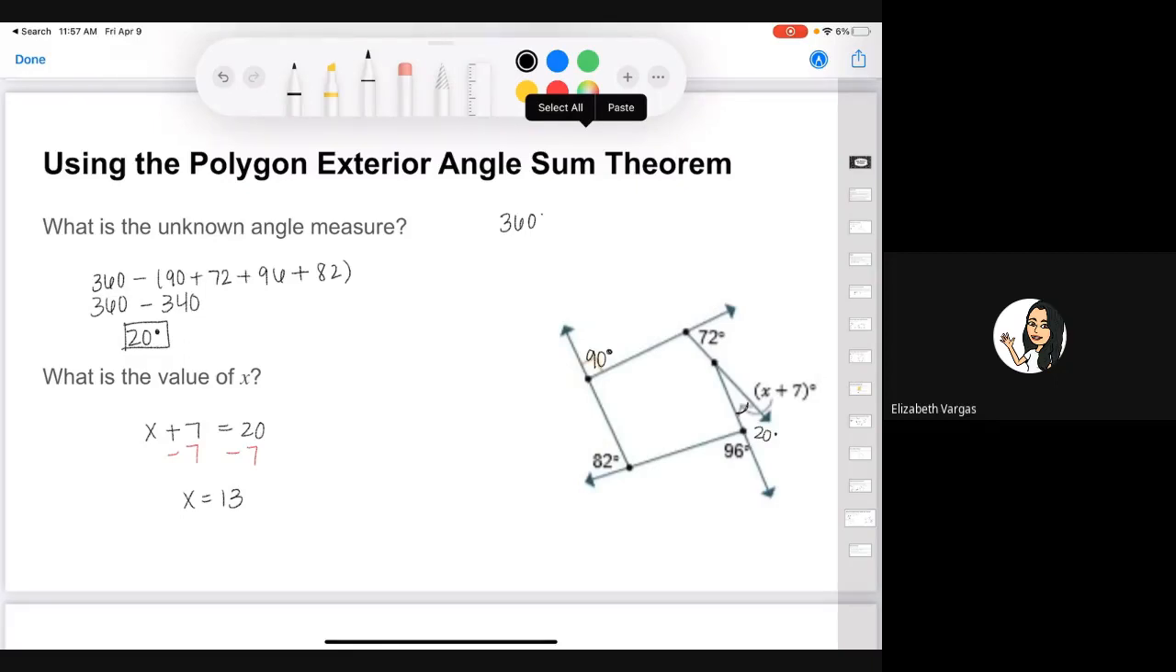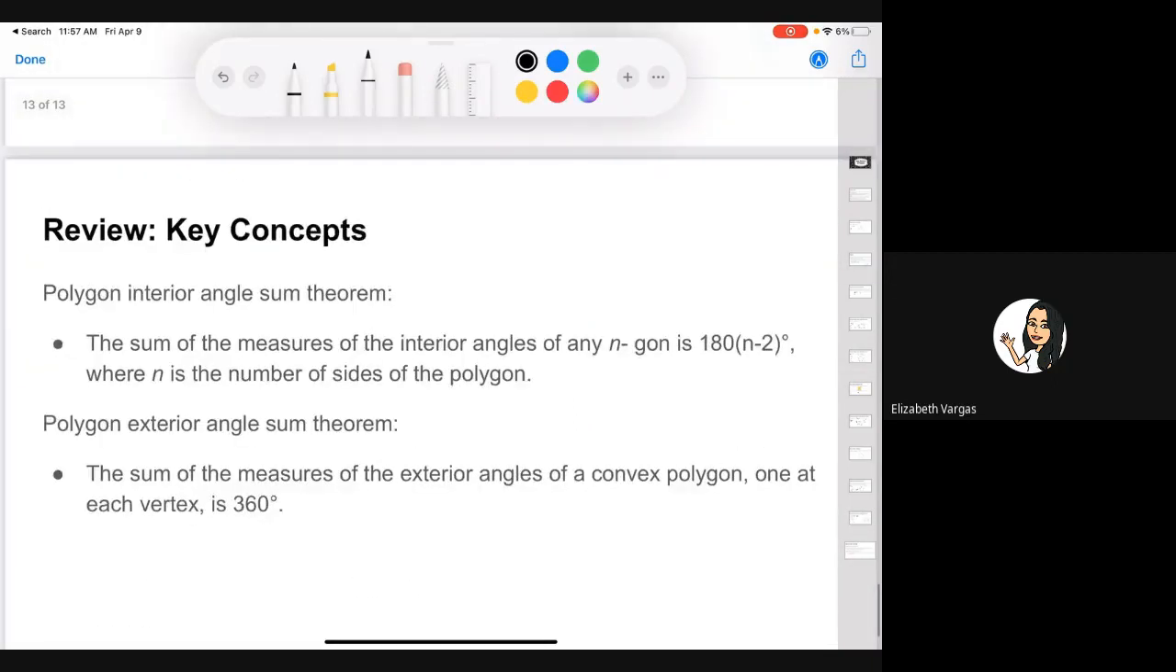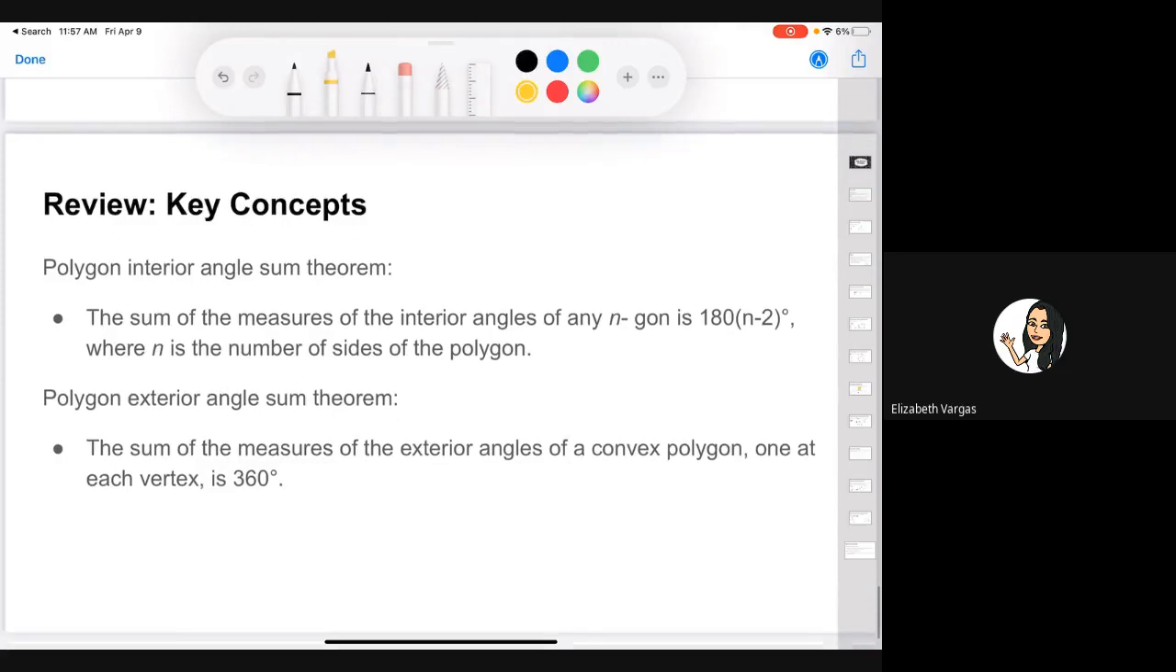Okay. Questions, concerns? Okay, so what did we learn today? We learned the polygon interior angles sum theorem. Basically, it says that the sum of the measures of interior angles of an n-gon is 180 times n minus 2, where n is the number of sides. So you're going to use this equation whenever you have an n-gon. n will be your number of sides.